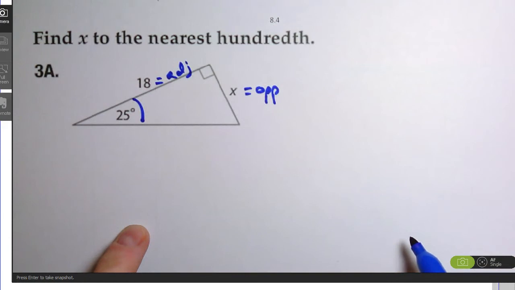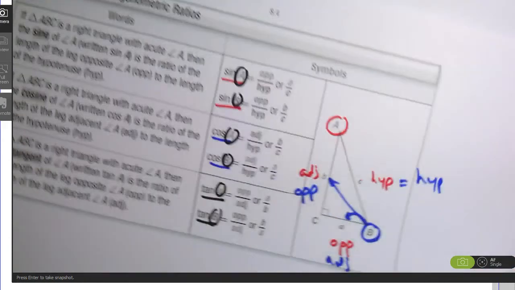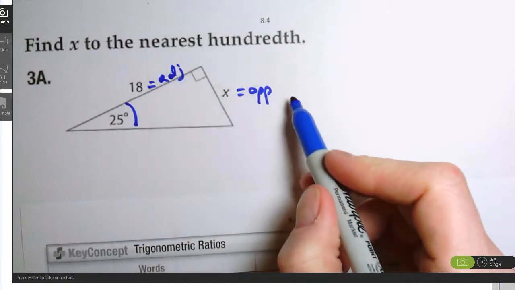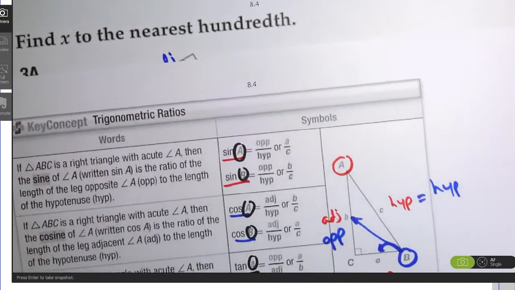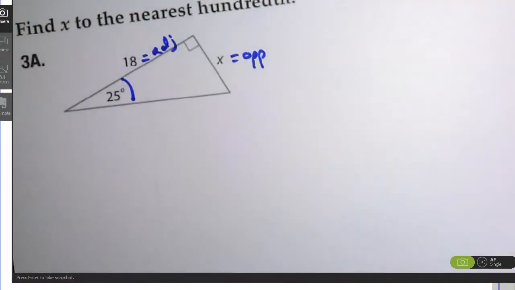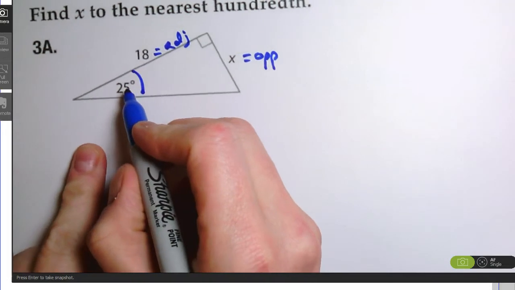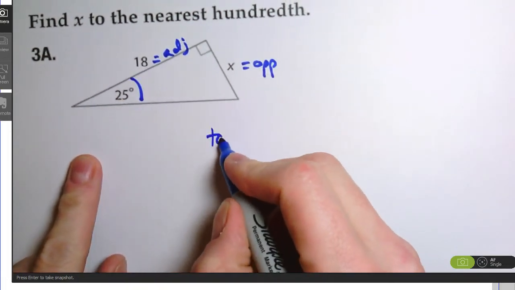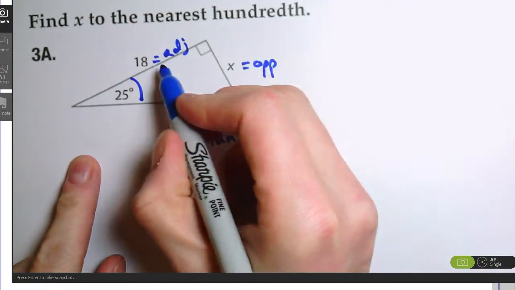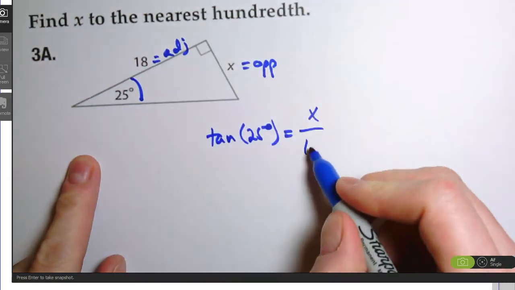So what you have to ask yourself is, out of these three functions, which one relates adjacent and opposite? Well, when I go through and look, hey, tangent is the opposite over adjacent. So the tangent of this angle has to equal the opposite length over the adjacent, which is x over 18.